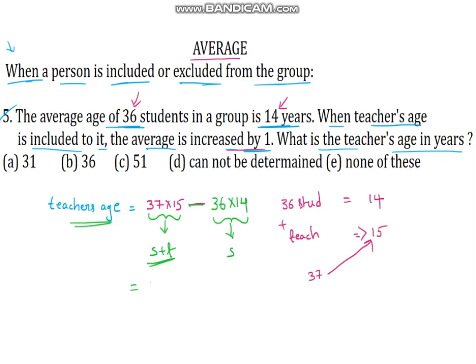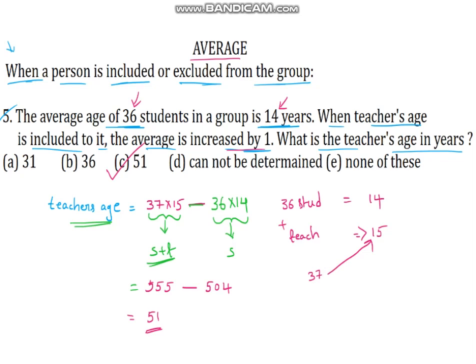37 into 15, 555, minus 36 into 14, 504. This is equal to 51 years, which is the answer. The teacher's age is 51 years. Option C is the answer.